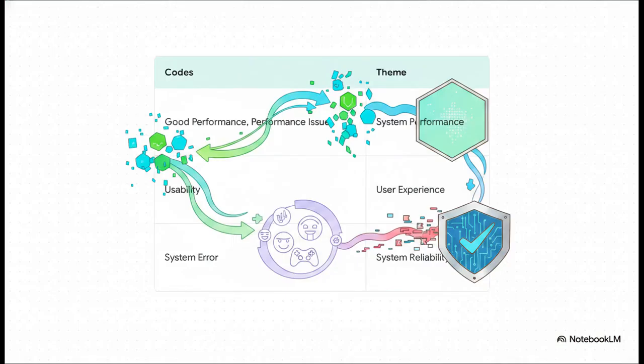And here comes the aha moment. We take all those little codes we made and we start to group them. Good performance and performance issue are obviously both about the same big idea, system performance. Usability is all about the user experience. System error, that fits perfectly under system reliability. And just like that, the big picture starts to come into focus.